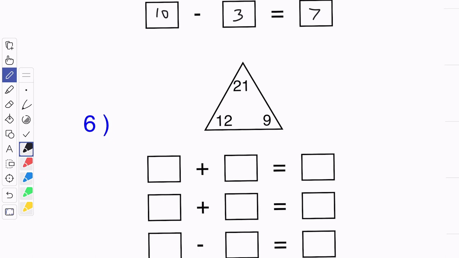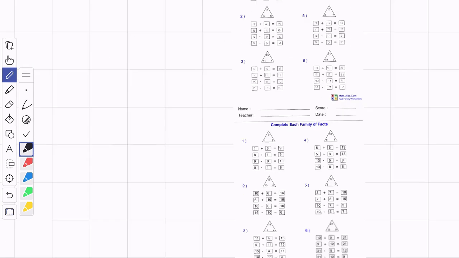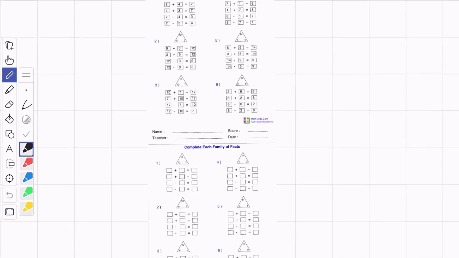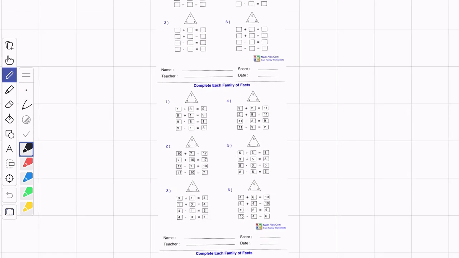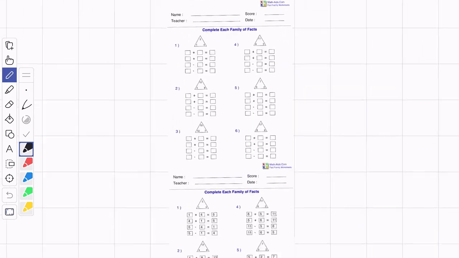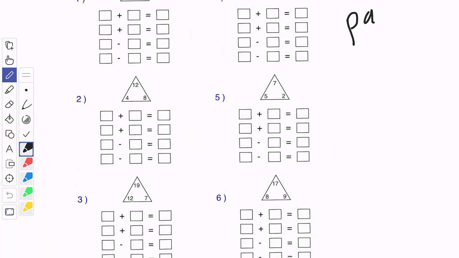We're going to put 21 over here in the addition side. And then over here, subtraction side. 12 plus 9. 9 plus 12. 21 minus 12 is 9. 21 minus 9 is 12. Pretty easy, right? Just going to scroll down here for more practice. Okay, so we're going to pause this one.